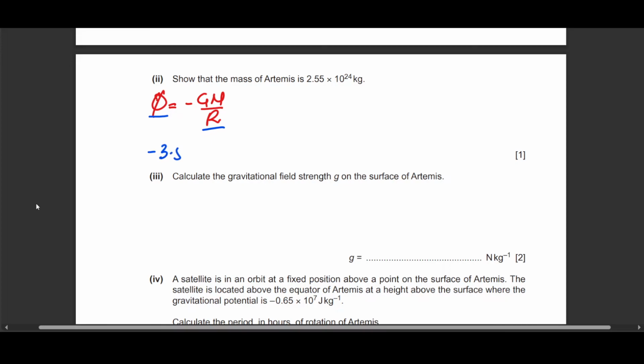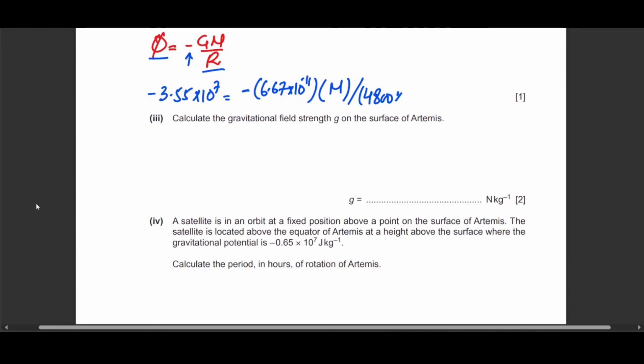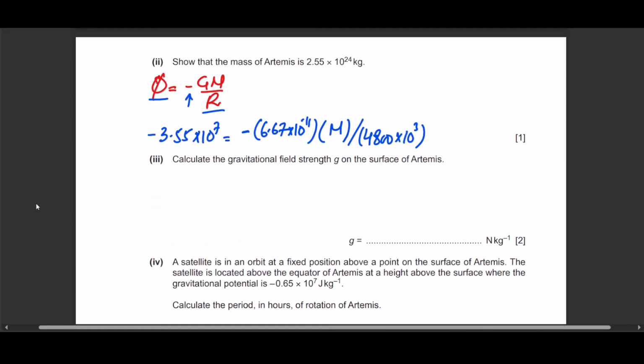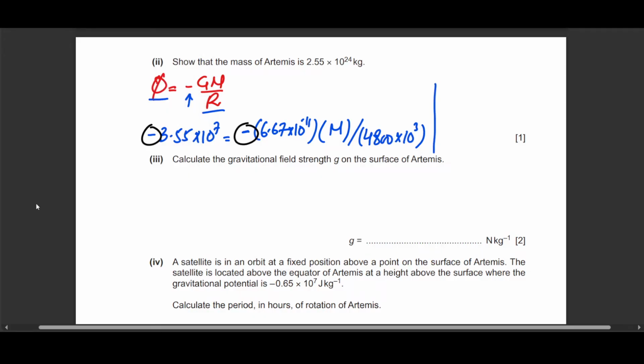So this will be negative 3.55 into 10 raised to power 7 equals negative, because of the formula, and then the gravitational constant, which is 6.7 into 10 to the power minus 11, the mass of the planet which we're supposed to find out, and r is 4800. Now please notice that this is in kilometers, so this has to be converted into meters. So I'm multiplying the prefix of kilo over here. Once you solve this, the negative sign is going to get cancelled out from both sides. We're going to find the value of m. The mass of the planet is going to be equal to 2.55 into 10 raised to power 24 kilograms.